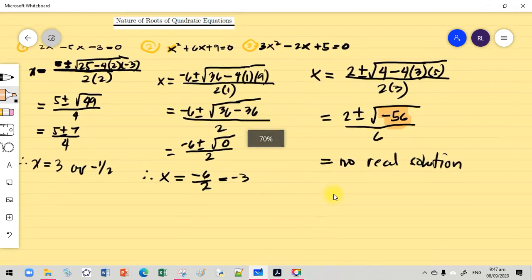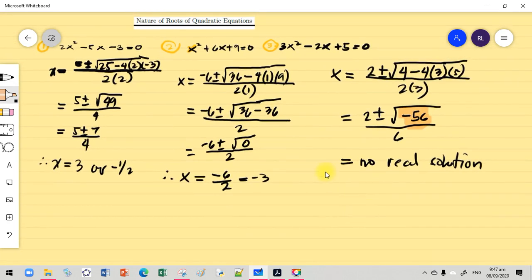Okay, so what does it tell us? It tells us that in a quadratic equation, three things might happen. These are what we call the nature of roots of a quadratic equation. It might be like in number 1, where we have two real solutions, which are 3 or negative 1 over 2. Then it might also be like in number 2, where we have only one real solution, which is negative 3, or it might be number 3, where we do not have a real solution.